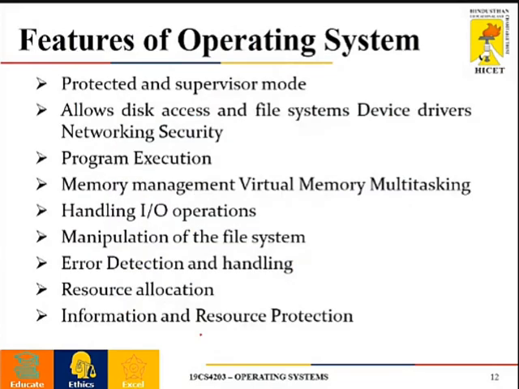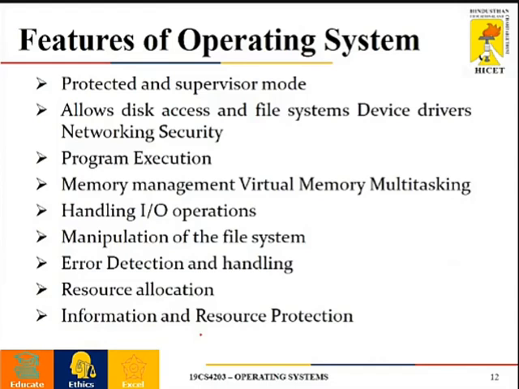Next comes the features of the operating system. What are the various features of the operating system? The operating system normally runs in 2 modes: the protected and supervisor mode. Then it allows disk access and file systems, device drivers, networking, security, everything. So the operating system is the one which controls the disk access, supports the file systems, provides disk device drivers and also provides networking security. Device drivers are used to support the various devices connected to the computer. Device driver software is again a type of system software.